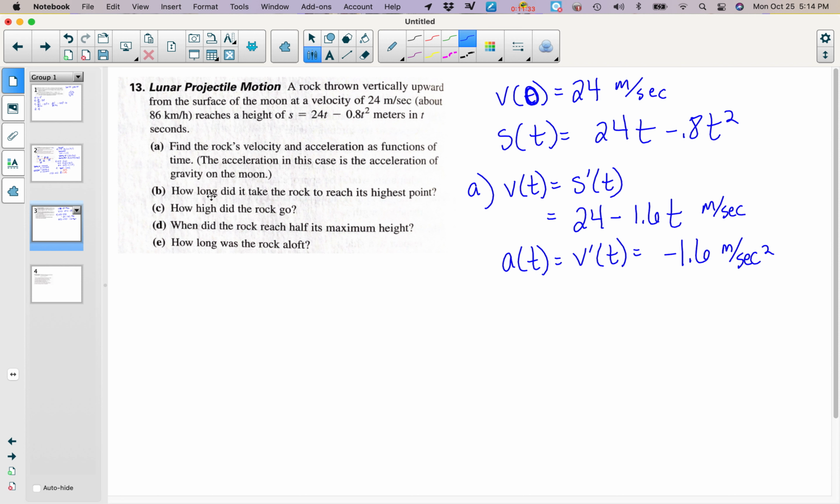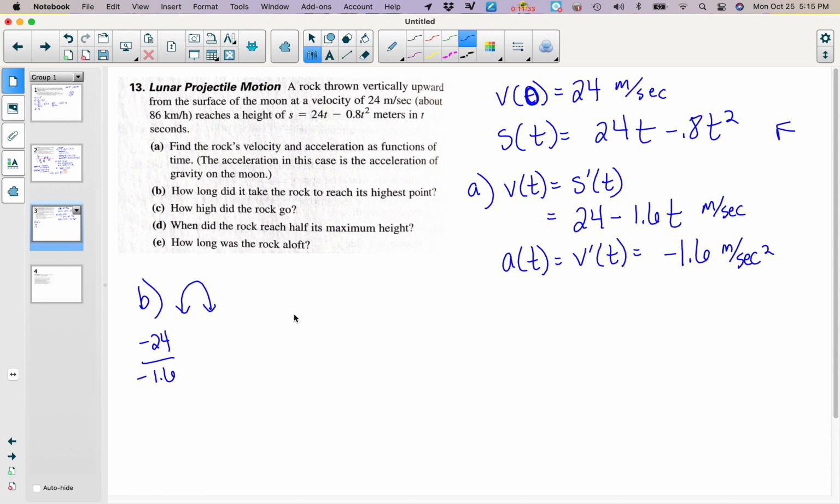Okay, so part B: how long did it take the rock to reach its highest point? Now, you guys used to do questions like this in Algebra 2. If you take a look at the position function, we know that this is a parabola that opens down, and you could find the vertex by doing the opposite of b over 2a. You've done that before. You can do the opposite of b, which is negative 24, over 2a, which would be negative 1.6.